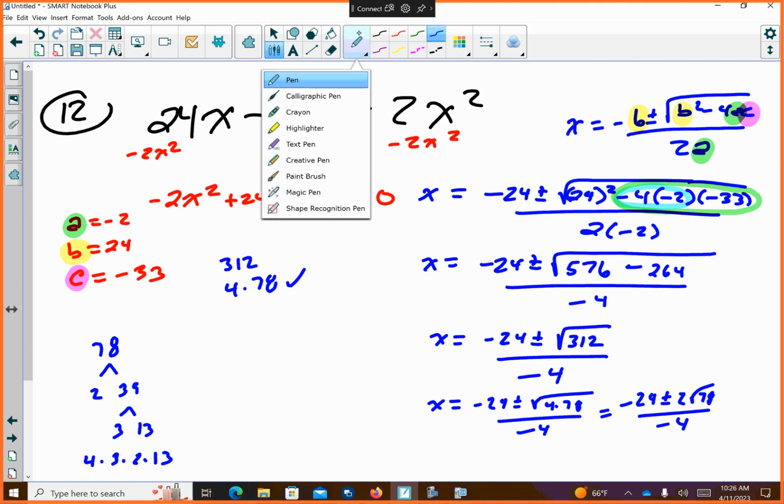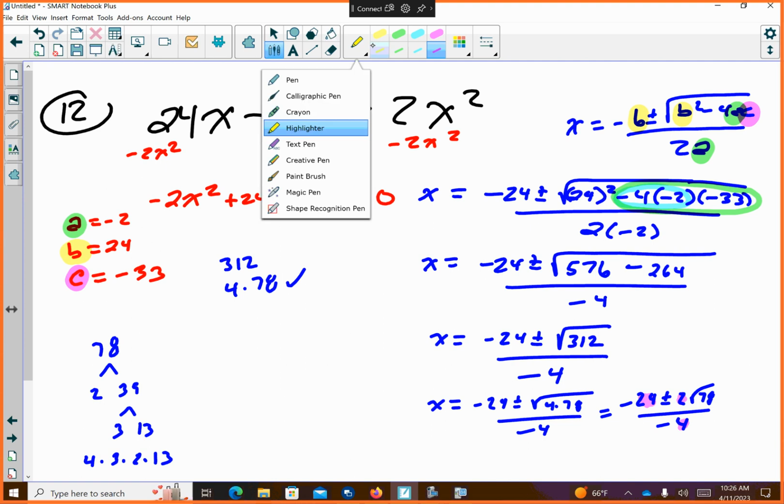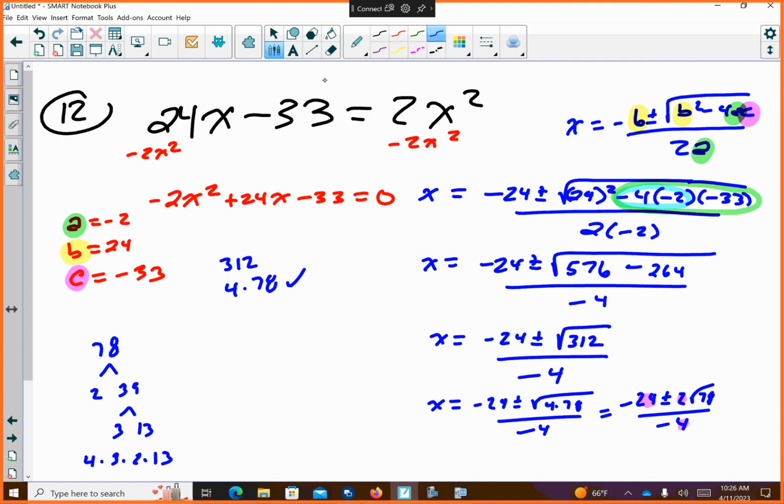Now, let's take care of the outside numbers. I have a 24, I have a 2, and I have a 4 all outside. What number goes into all 3 of those numbers? What number goes into 24, 2, and 4? 2. So I'm going to reduce everything by 2.